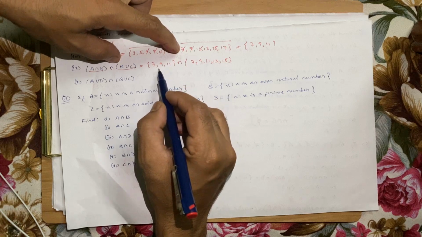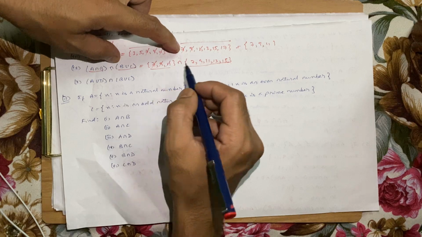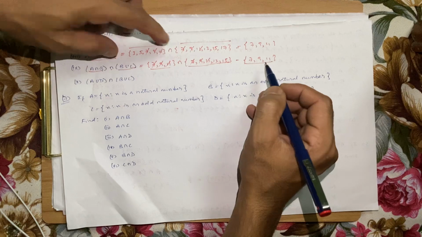Now the intersection of this set and this set will be what? The common elements, that is 7, 9, 11. That means 7, 9 and 11. This is your final answer, okay?